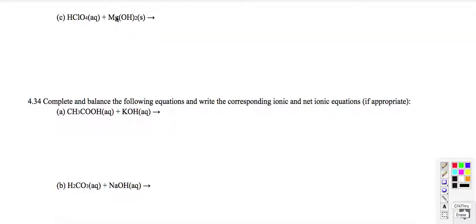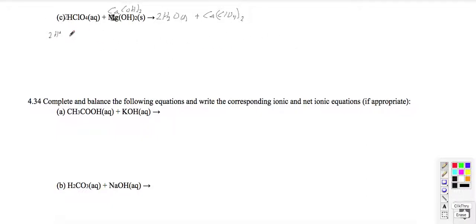Let's say instead of doing magnesium hydroxide here, we did calcium hydroxide, which is going to be soluble. So that's aqueous. So we get the exact same products, only instead of the magnesium here, we end up with the calcium, Ca(ClO4)2. And there's that. And then we can balance. So it's going to be balanced the same way. 2 here, 2 there.